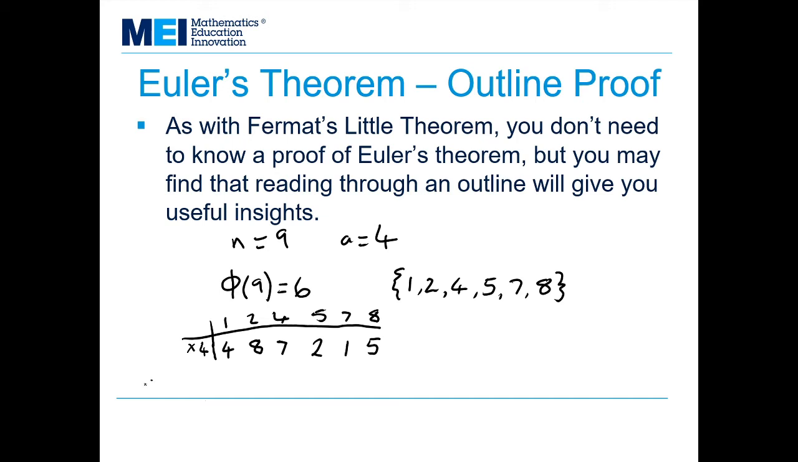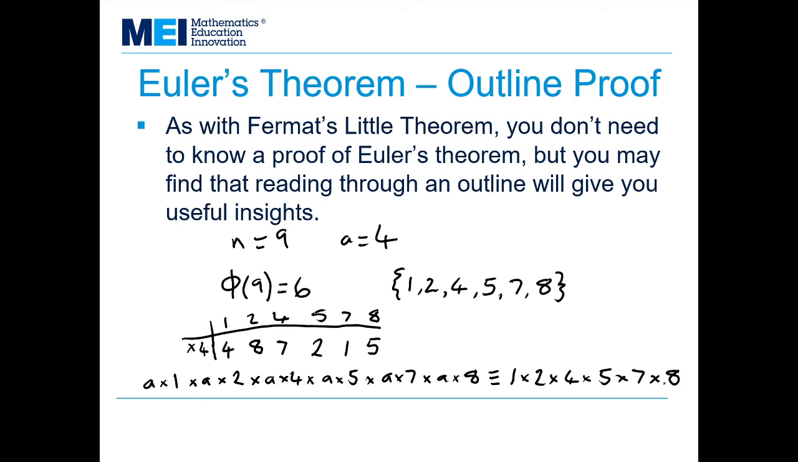So if I have any value a, and I have a times 1, a times 2, a times 4, a times 5, a times 7, and a times 8, the claim is that this is just going to, mod 9, permute the numbers 1, 2, 4, 5, 7, and 8. So it will be these numbers in some order. And so that means that what I have on the left-hand side, I've got a times a times a times a times a times a. I've got a to the power of phi of 9, so a to the power of 6, multiplied by all of these things, which is then going to cancel out with what I've got on the right-hand side. So a to the power of 6 is going to be congruent to 1 mod 9.